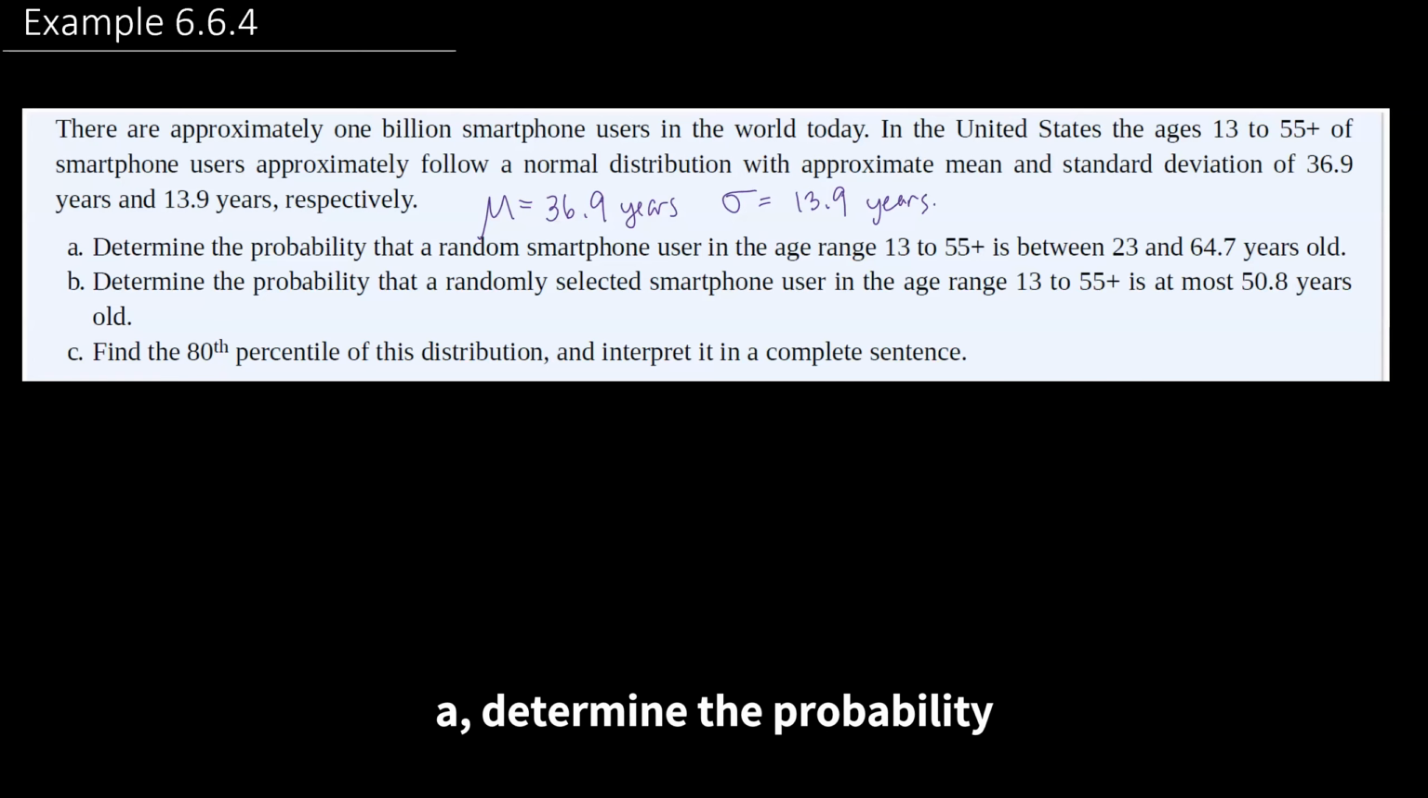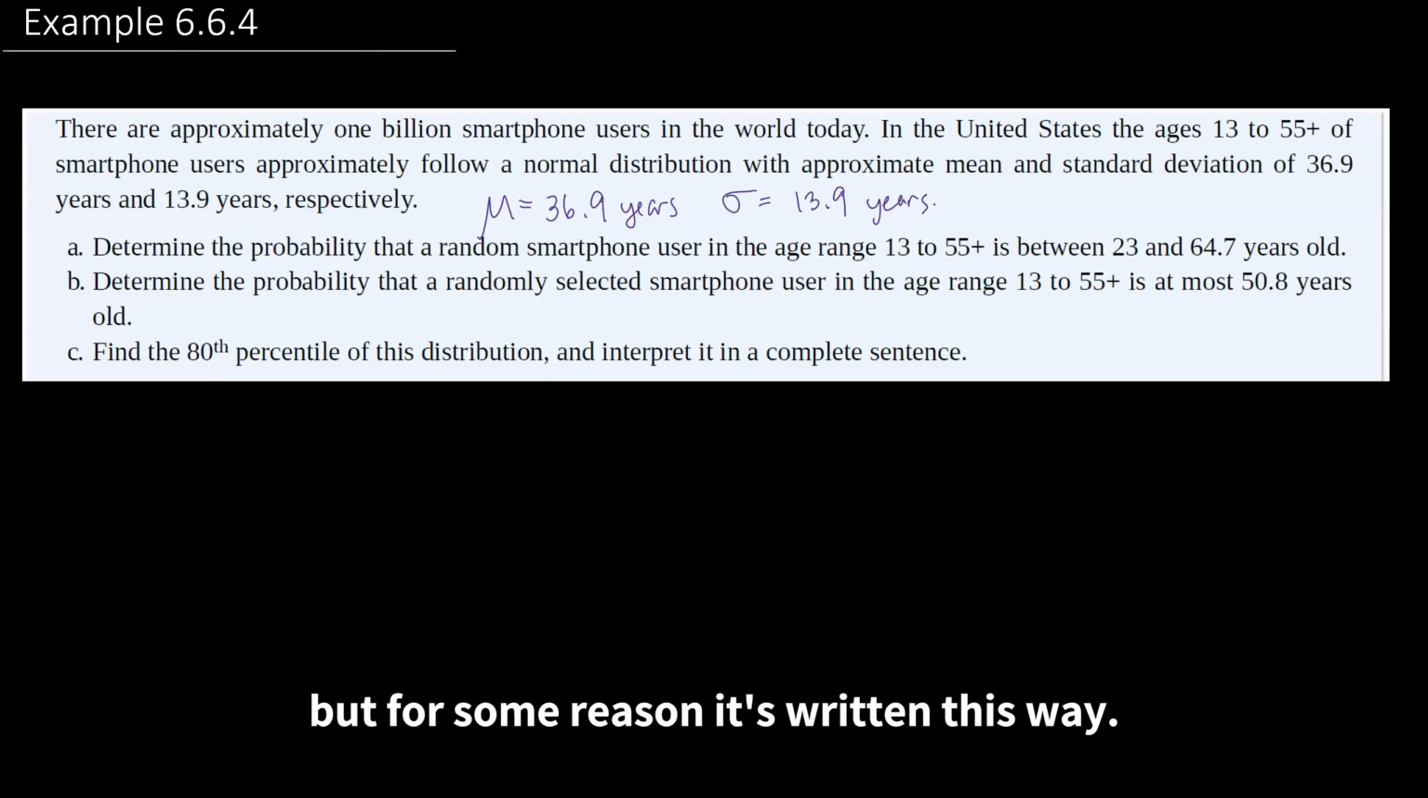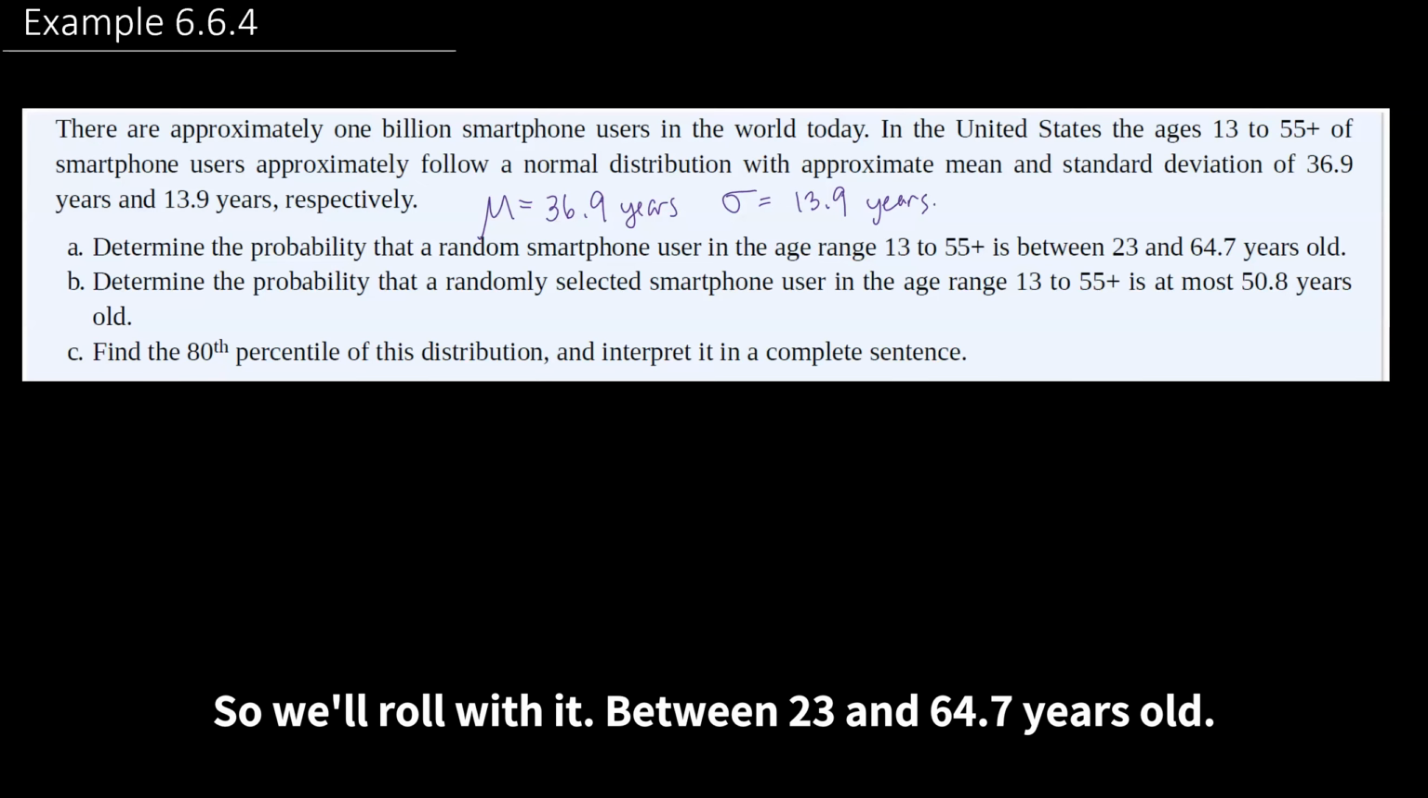For part A, determine the probability that a random smartphone user in the age range 13 to 55 plus is between 23 and 64.7 years old. It's a little awkwardly worded, 13 to 55 plus. 13 and over would be sufficient, but for some reason it's written this way, so we'll roll with it. Between 23 and 64.7 years old.